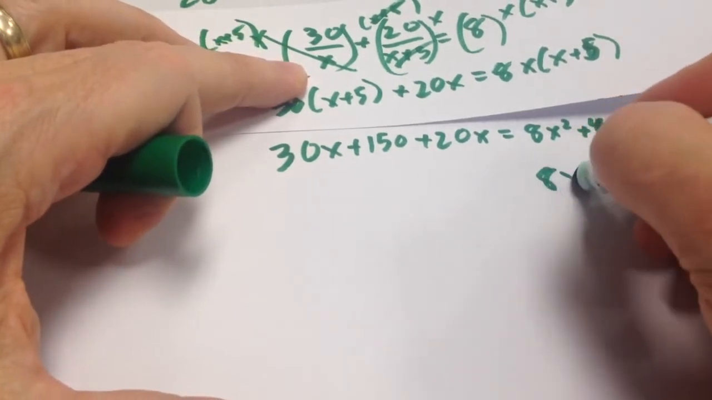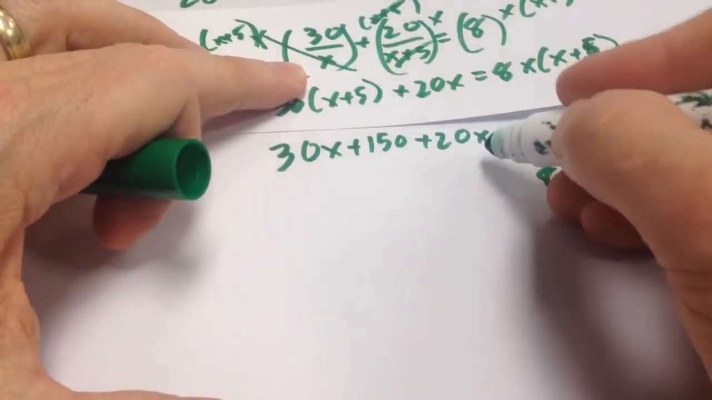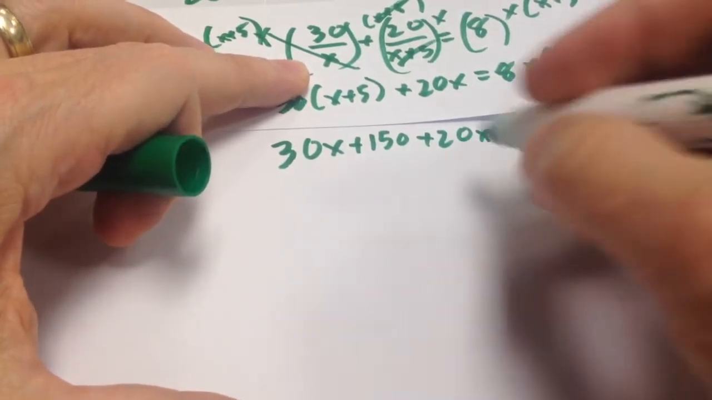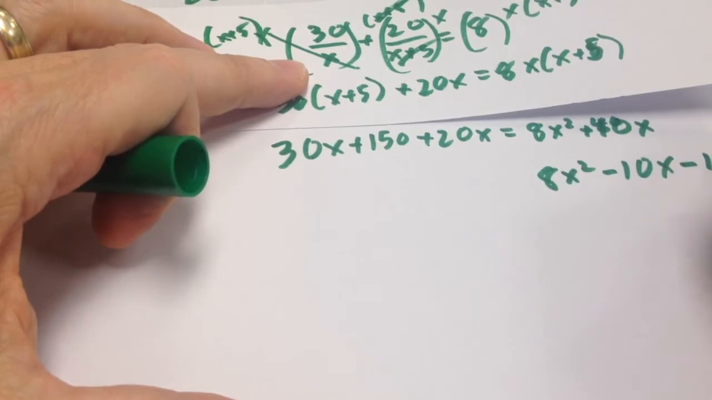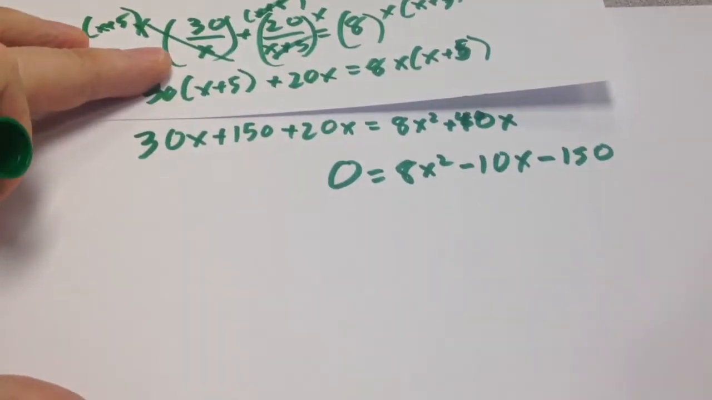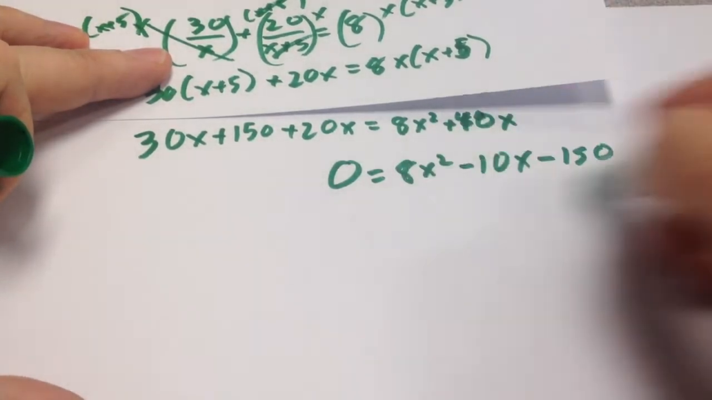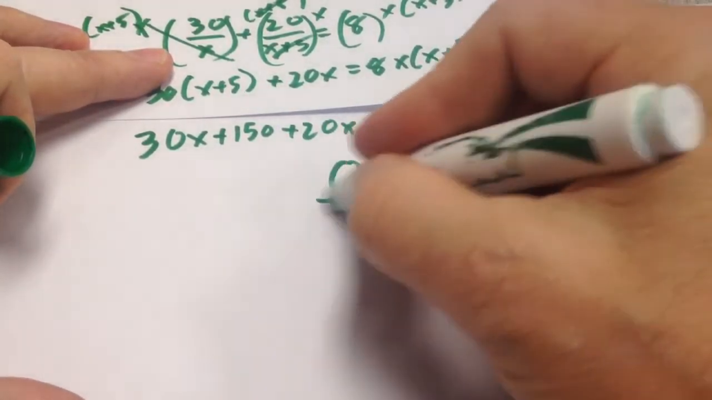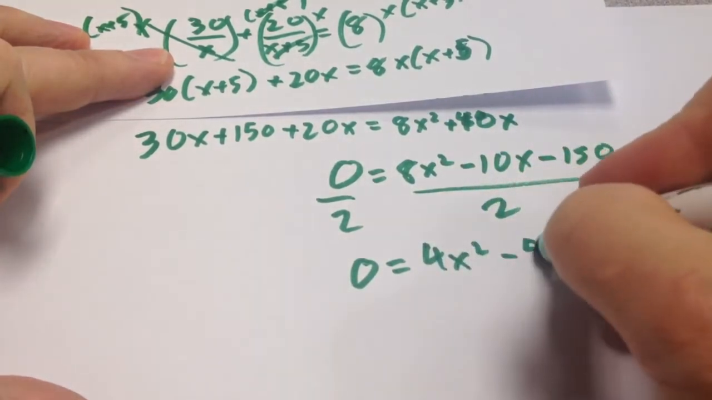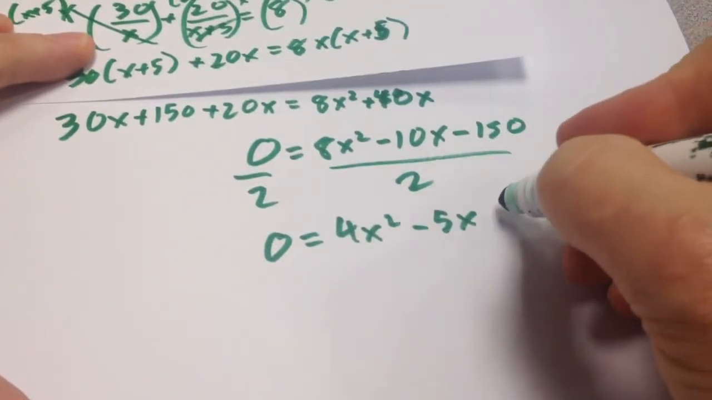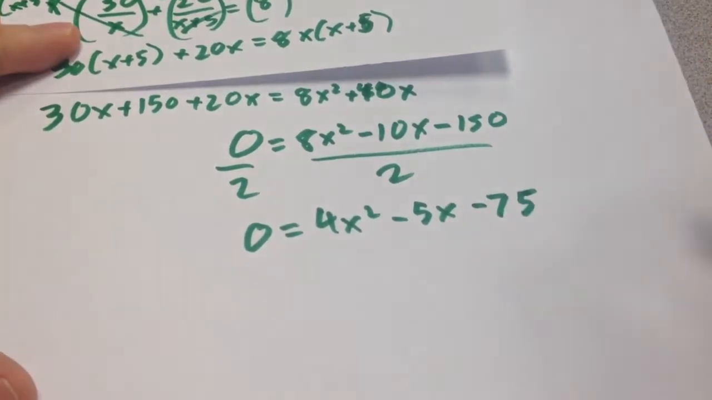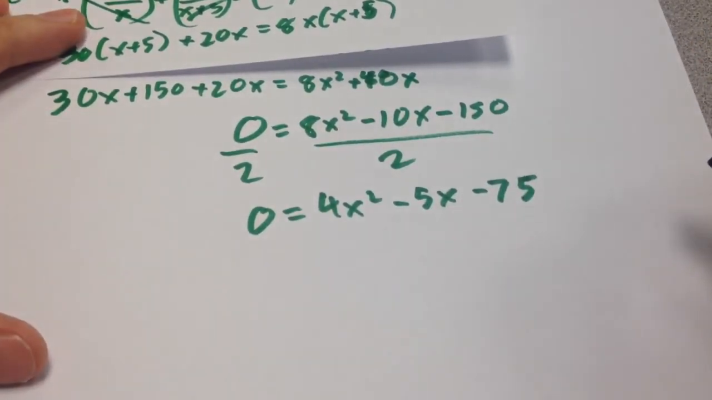So I'm going to have 8x squared. This is going to be 50x, but when I bring it to the other side, it'll be a minus 10x. And I'll bring that to the other side, and it's a minus 150. So that's what I've got. Try to make this a little simpler. If I divide out a 2, I get 0 equals 4x squared minus 5x minus 75. Now, maybe this is factorable, but I think it's just going to be easier to use quadratic.